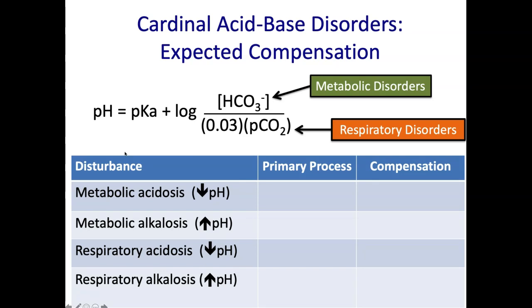So a metabolic acidosis, if the pH is down and it's metabolic, that means the bicarbonate's the problem. So what would be the problem with bicarbonate? Oh, it's too low. Okay, so bicarbonate's low, pH is low. What would be the compensation? So, okay, let's take a break here.